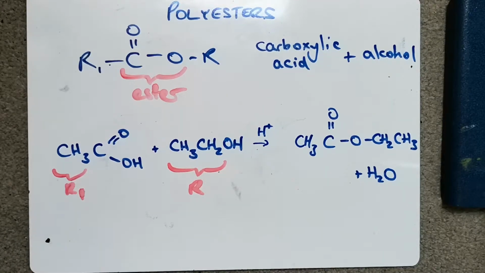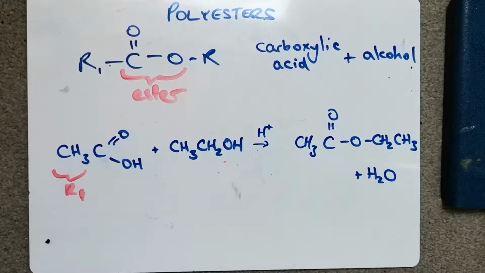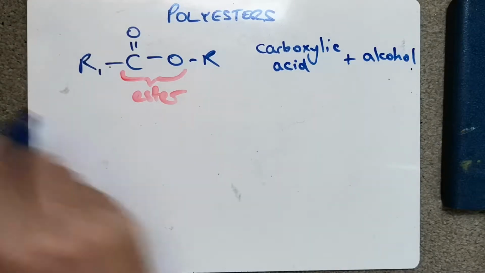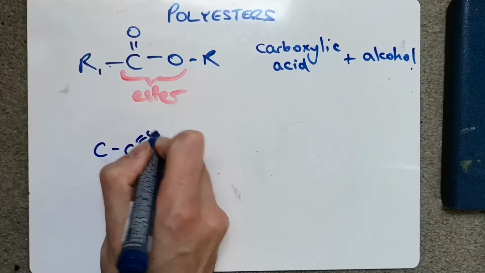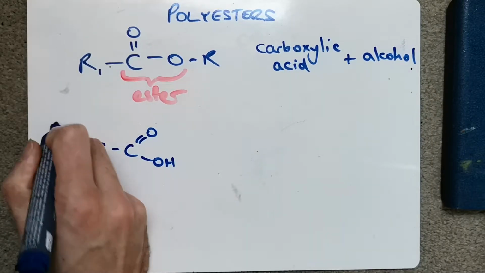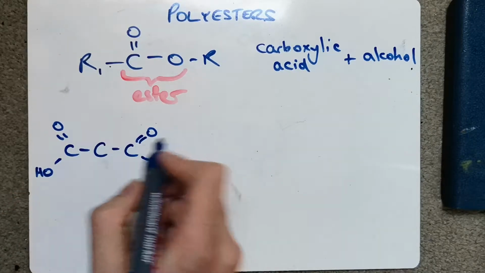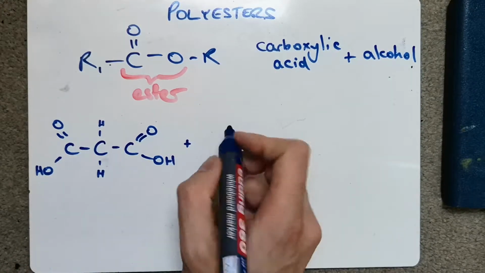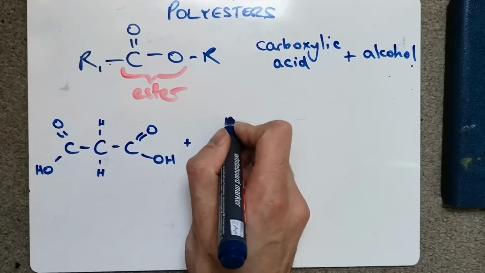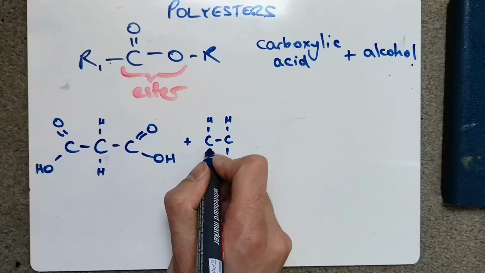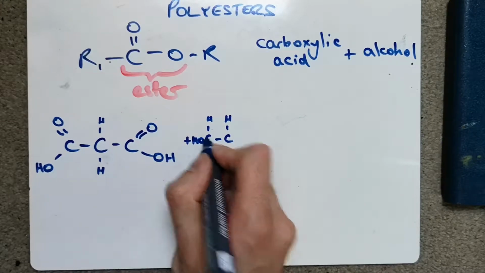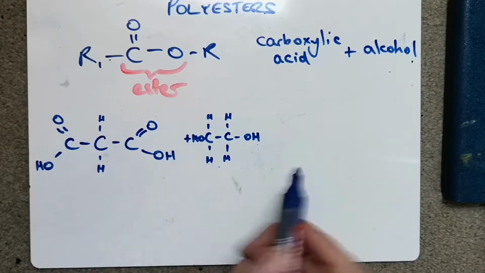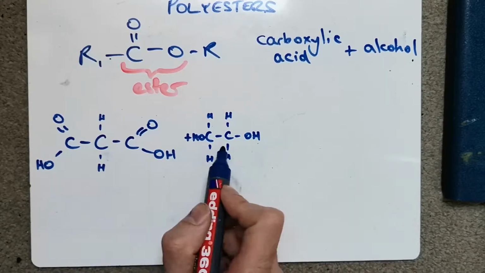But let's imagine now. Let me rub this out for a bit. I'm going to change the structures I was reacting at the start, and this time I'm going to put in a dioic acid. So this is propandioic acid. It's got a carboxylic acid group at either side, and I'm going to react that with a diol. This is ethandiol, or 1,2-ethandiol. I need to say 1,2 because they're on different carbons. So we've got OH groups on either side of here, carboxylic acids here.